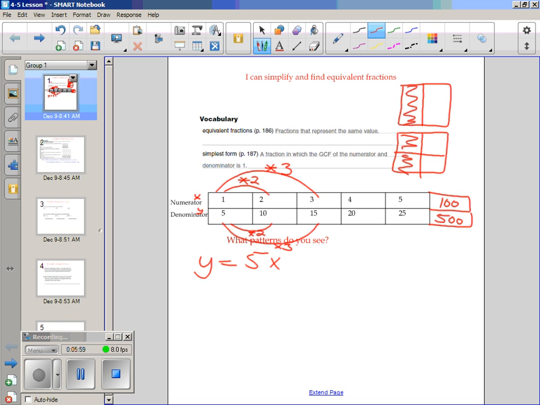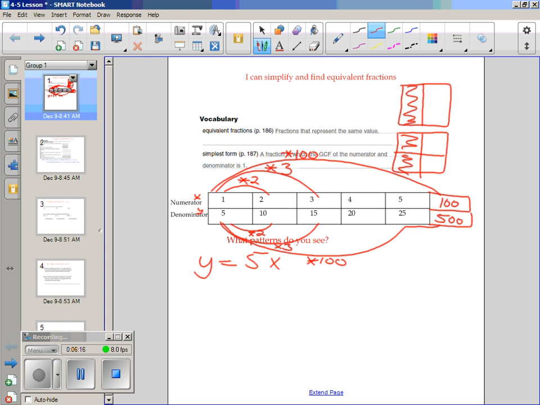Even look at this one, all the way to 100. 1 times 100 is 100. 5 times 100 is 500. It works for every one.